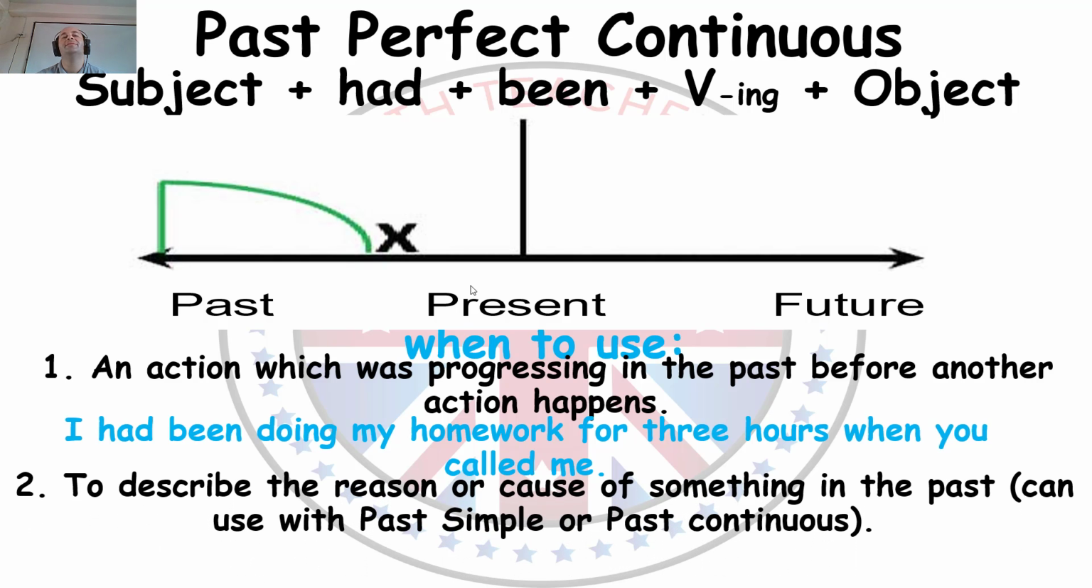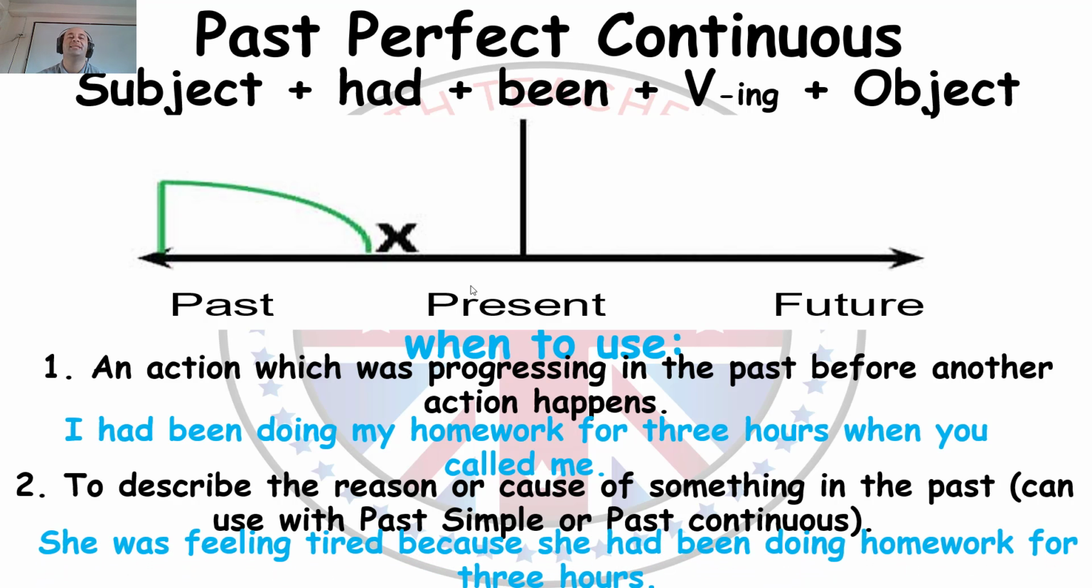We can also use it to describe the reason or cause of something in the past. You can mix it with past simple or past continuous, so we can change them. As we practice our speaking, we develop knowledge of how to use this tense, and we would do it naturally. You could say something like, she was feeling tired because she had been doing homework for 3 hours. So we've got the past continuous and we've got the past perfect continuous. We just put them together.